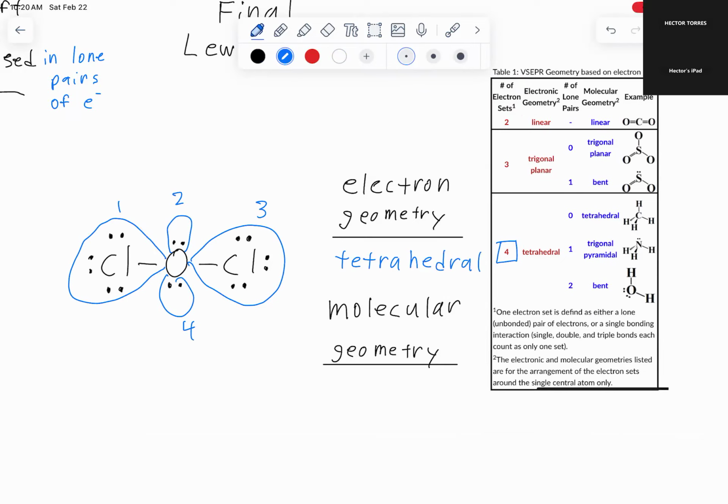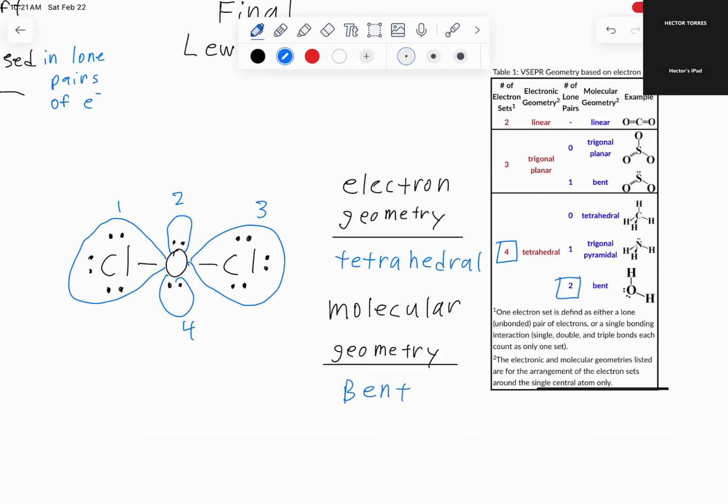for our electronic geometry. Now for molecular geometry, this one's going to be a little bit different, and that's because we're going to look at our lone pairs, which is going to change our shape. Over here, if we have two lone pairs, which we do, we have one here and one here, then that's going to give us a bent shape. So I'm going to write that down. For molecular geometry, we have bent.